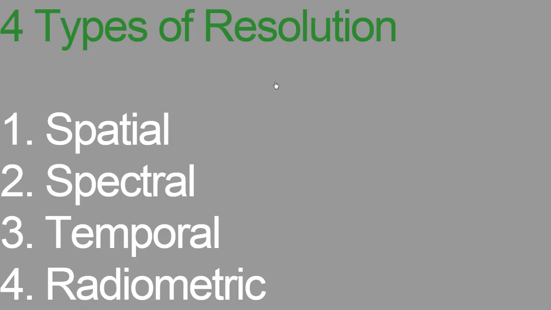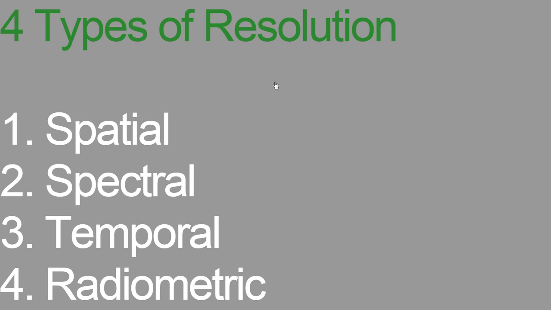We're going to talk about the resolution of imagery that is remotely sensed, and there are 4 types: spatial, spectral, temporal, and radiometric. And these 4 classifications or categories of imagery are important to consider when we're evaluating what's the best satellite product to use for whatever purpose of mapping we're interested in conducting.